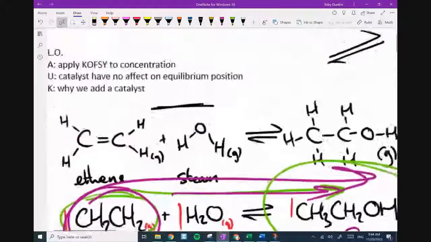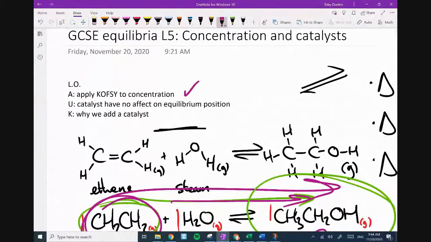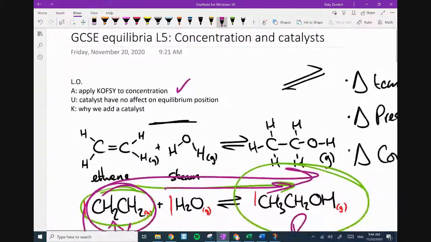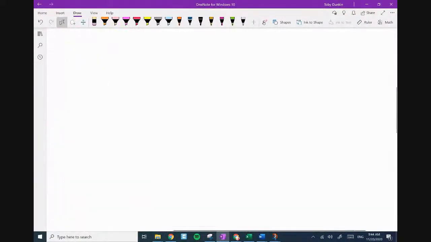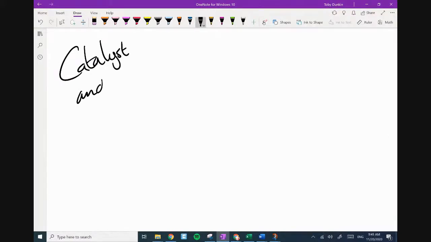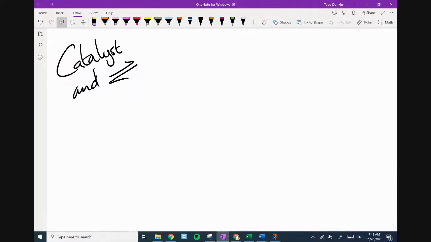Okay, guys, so last bit. Catalysts have no effect on the position of equilibrium, so why do we add them? Right. Subtitle: Catalysts and equilibriums. I'm glad you found it useful, guys. Catalysts and equilibriums. So, facts.